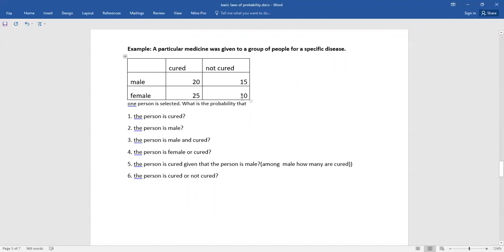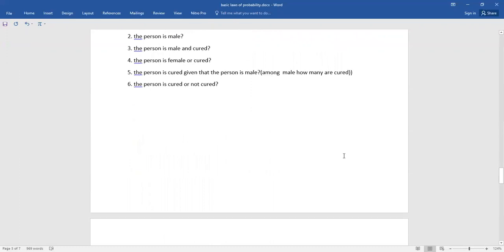So from here, how can you do the math? One person is selected randomly from this experiment, what is the probability the person is cured? So cured, but I don't know the total. So we have to find the total. And another question: the person is male, or the person is male and cured. How can you do the math? First of all, you have to find the total. So let us do the solution together.